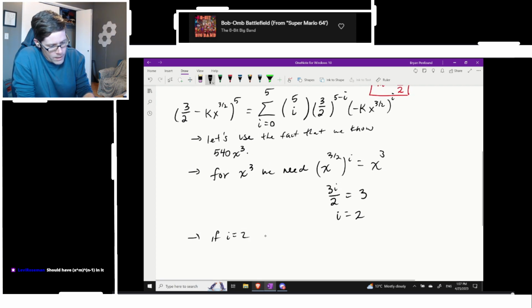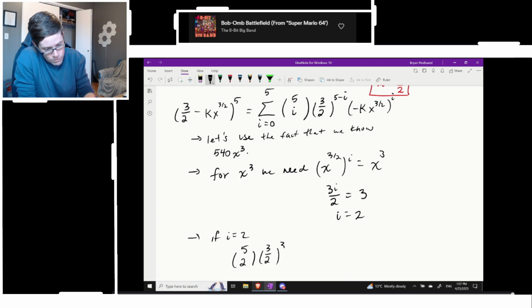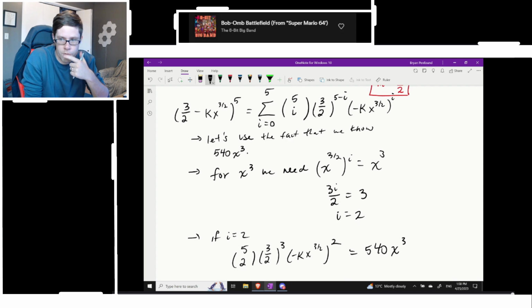Okay, what did I write down? So we should have 5 choose 2. We should have 3 halves to the 5 minus 2. And then we should have negative k x to the 3 halves to the i, but i is 2. So let's throw that 2 in there. All of this should boil down to 540 x to the 3, if we're lucky.